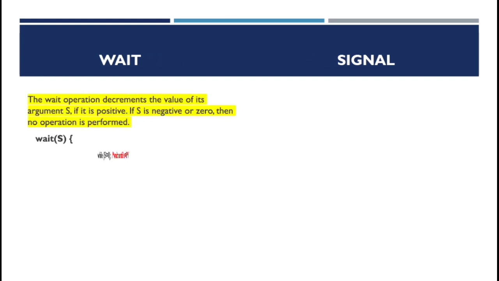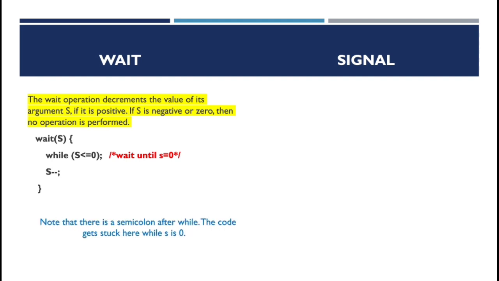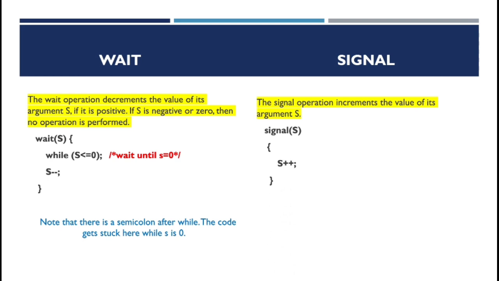One is wait and the other one is signal. Here, inside the wait function, there is a while loop with the condition s less than or equal to 0. Note that there is a semicolon after the while. It implies that the code gets stuck here while s is 0. In other words, it will wait until s is greater than 0. Here, the wait operation decrements the value of its argument s if it is positive. If s is negative or 0, then no operation is performed. In the signal operation, the semaphore value will be incremented.